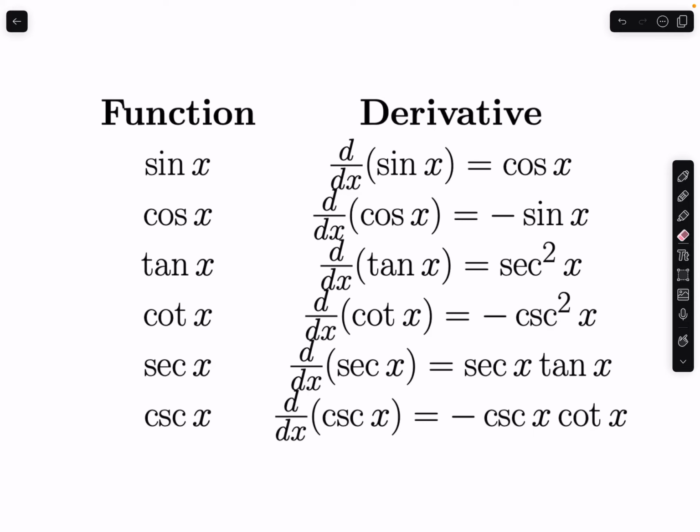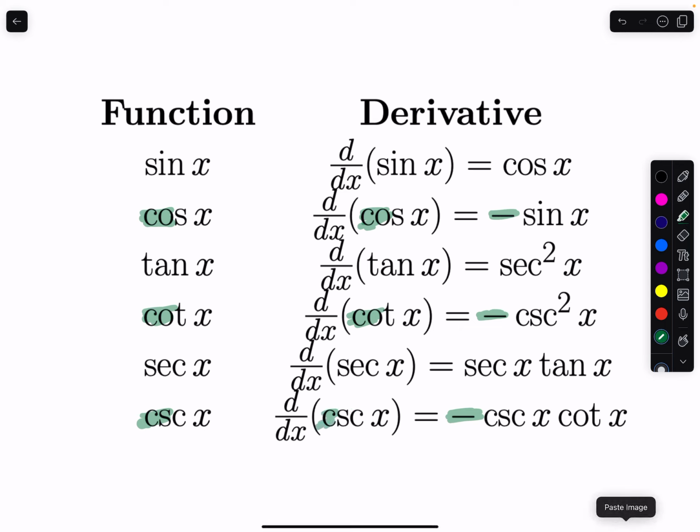In this video, I'm going to show you how to understand and memorize all 6 trig derivatives for the rest of your life. So, first key observation. Anytime you take the derivative of a co, this feels green to me, you'll notice you incur a negative sign. So the derivative of cosine has a negative in its derivative. The derivative of cotangent has a negative in its derivative. And the derivative of cosecant has a negative in its derivative.